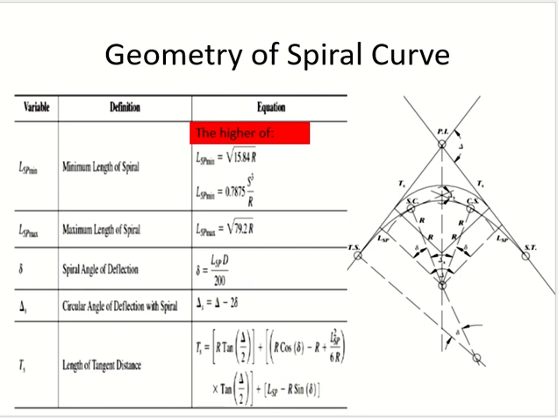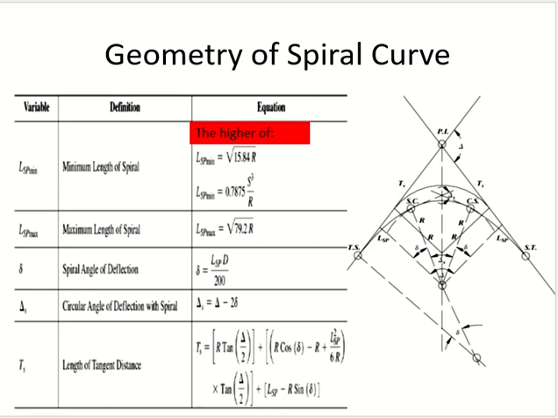Delta, the deflection angle. Delta S, the angle of the circular curve only. The angle of the spiral curve is this delta. Delta S is for the circular curve, and this delta is for the spiral curve. TS, the tangent length with the spiral.